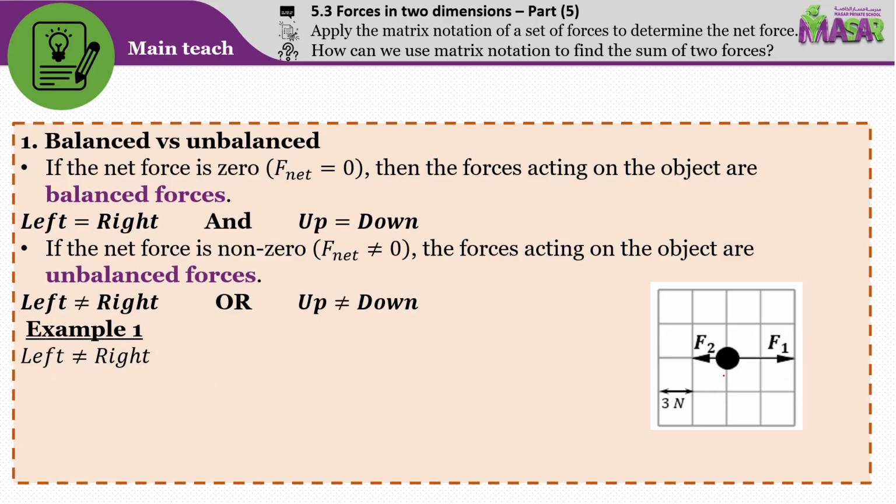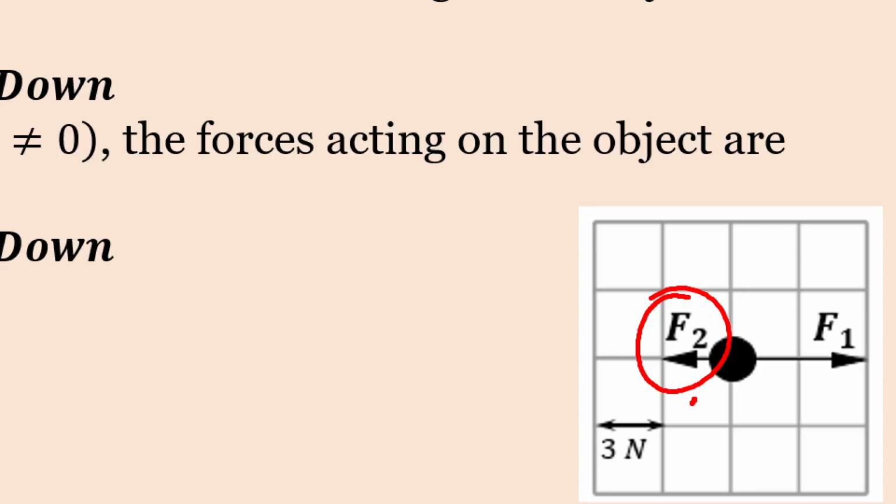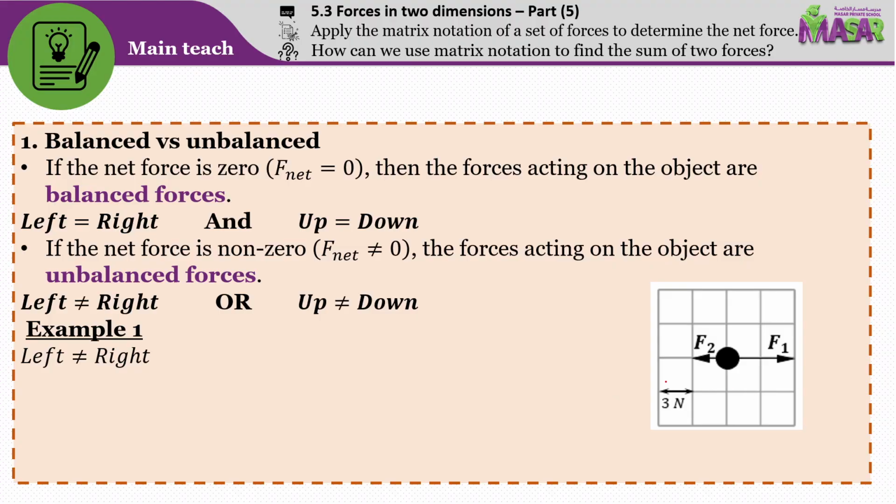Now in this example, left does not equal right, as we can see here that F2 is equal to 1 multiplied by 3, which is equal to 3 Newton. And on the right-hand side, according to the scales, we have two boxes, so this is equal to 6 Newton, and we know that 3 does not equal 6, which means the forces are not balanced horizontally.